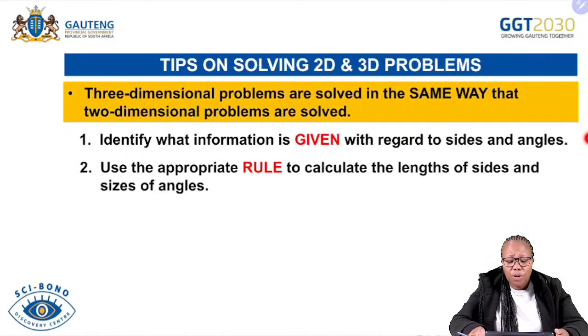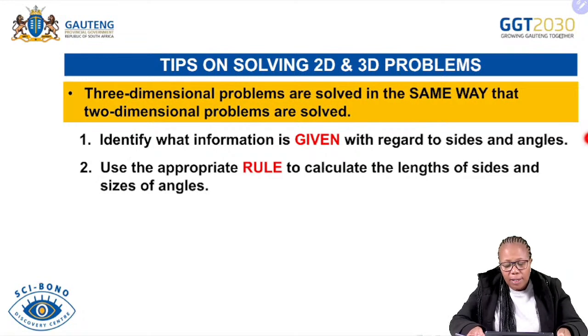And then tips on solving 2D and 3-dimensional problems, Grade 12. The 3-dimensional problems are solved in the same way that 2-dimensional problems are solved. Whether it's 2-dimensional or 3-dimensional, the method of solving is the same. How do you identify the method? Number one, you identify what information is given to you in terms of sides and angles. That is the key. Number two, you use the appropriate rule in relation to the information given.